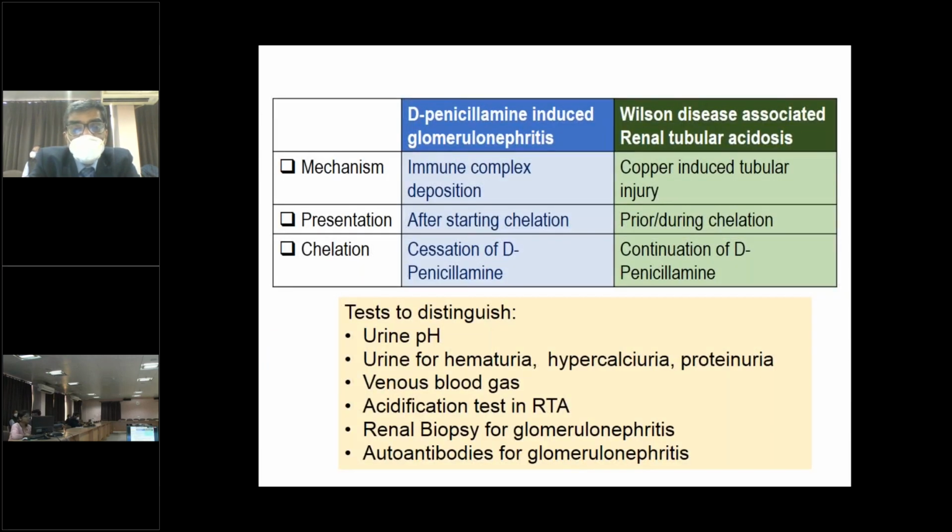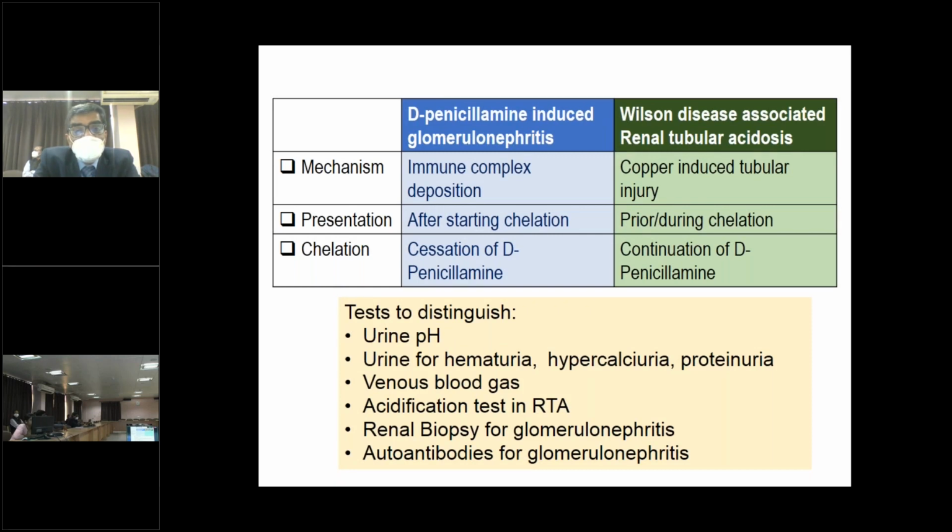So now comparing these two cases, how do we diagnose D-penicillamine-induced glomerulonephritis versus renal tubular acidosis? D-penicillamine-induced glomerulonephritis is due to immune complex deposition, and it usually starts after starting chelation. Whereas renal tubular acidosis is due to direct toxicity mediated by copper on the renal tubules, and it can be there at the onset of disease or after starting chelation.